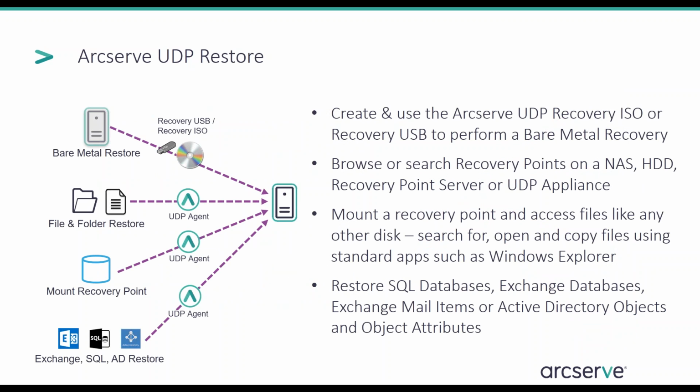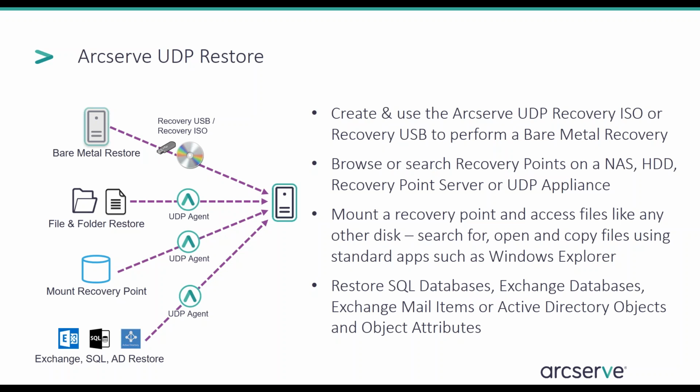When restoring, we have, as we mentioned, a number of different restore options available. If you want to do a bare metal restore to restore an entire system, we need to first create an Arcserve UDP recovery image. And this can be a recovery ISO or a recovery USB stick. We then load this on the system that we're restoring to, and from that we can then pull a backup to perform a full system restore.